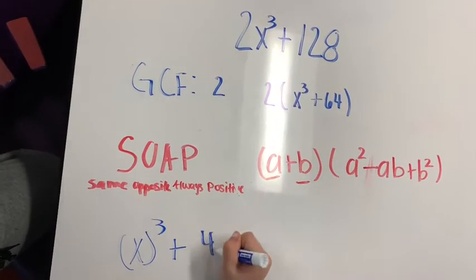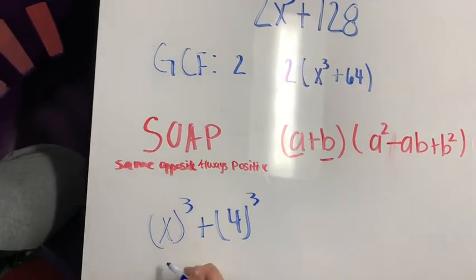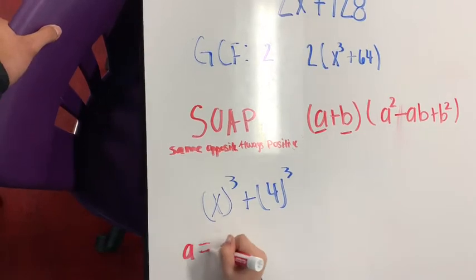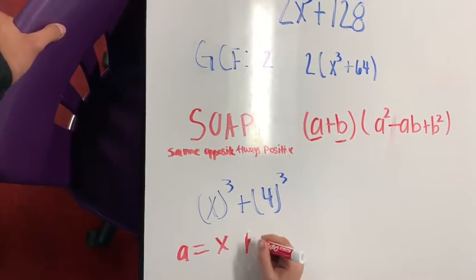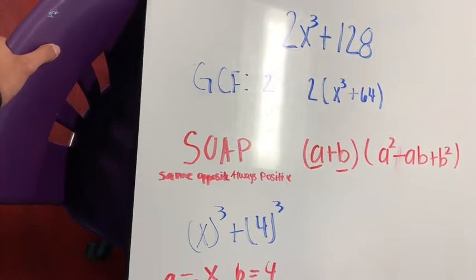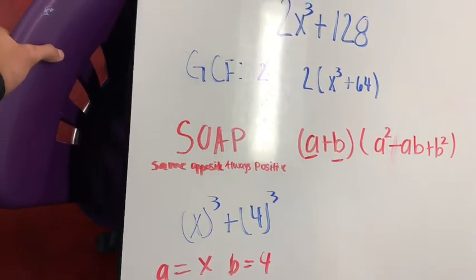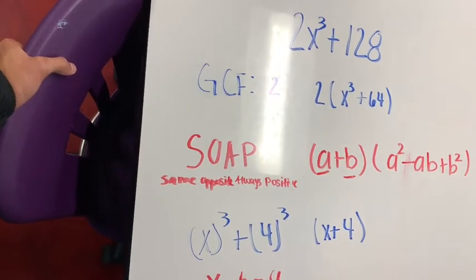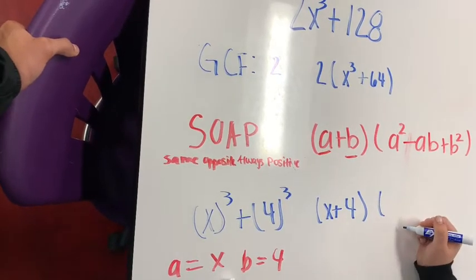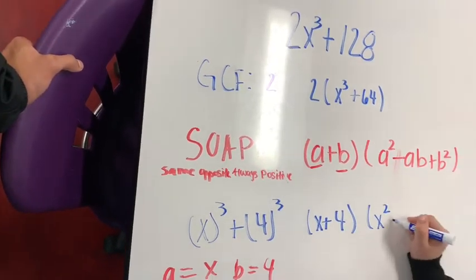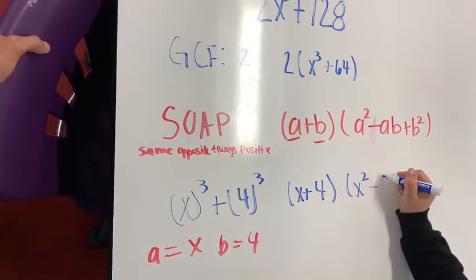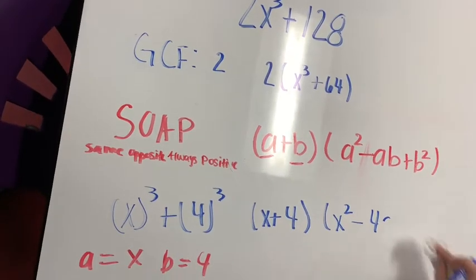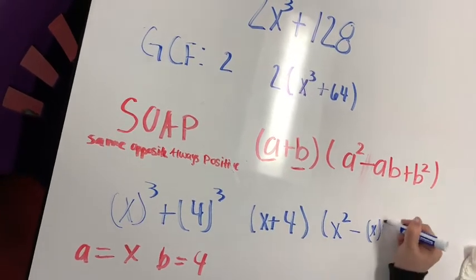Okay, so now we are going to use the equation we got after factoring the GCF out of the equation. We now cubed what was inside the parentheses, but we left x cubed alone because it is already cubed. And the cube root of 64 will be 4. 4 times 4 times 4 is 64. Now we will start plugging into the equation of SOAP. x plus 4, parentheses x squared minus x times 4, plus 4 squared.